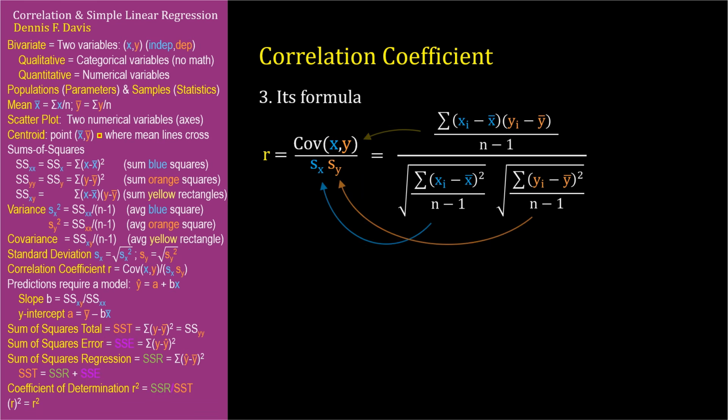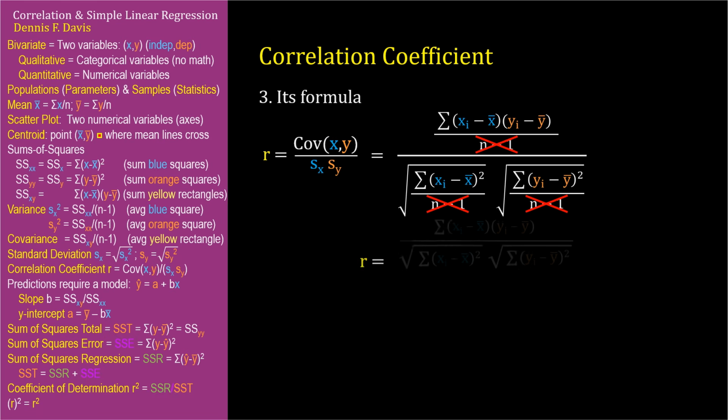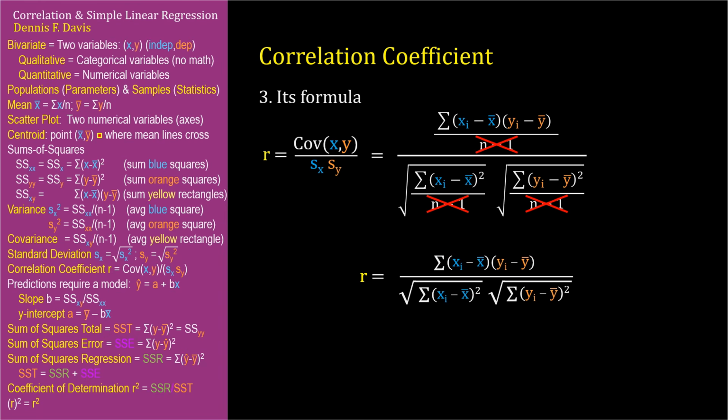This expression can be simplified. Please notice these n-1 factors. There's 1 in the numerator and 2 in the denominator, but since the ones in the denominator are under a square root, their product is n-1, and they cancel with the n-1 in the numerator. So here's what's left after canceling the n-1.